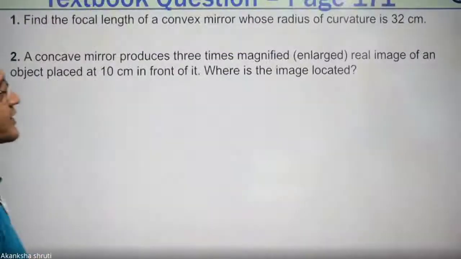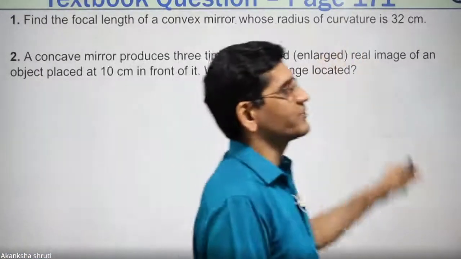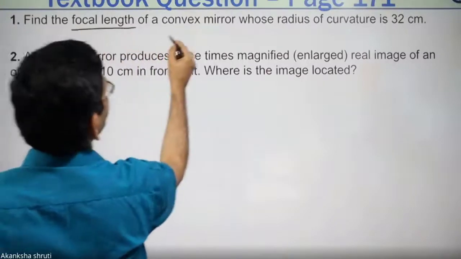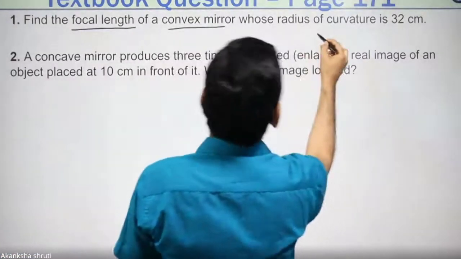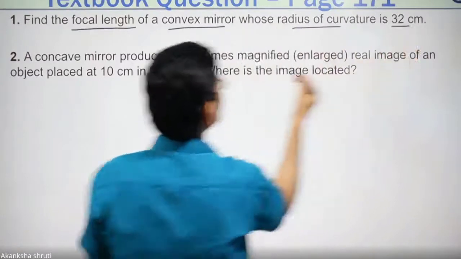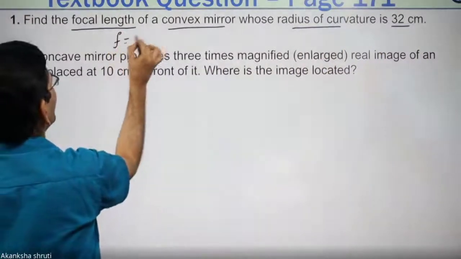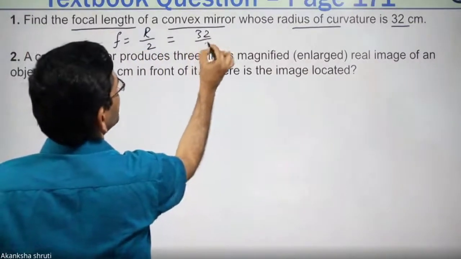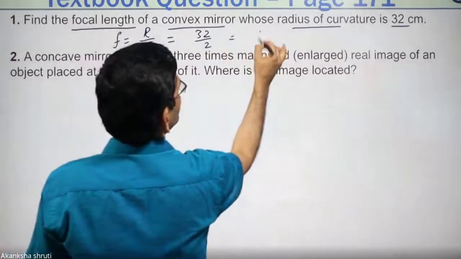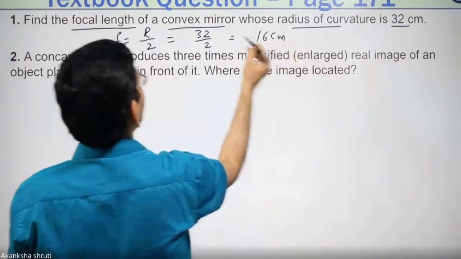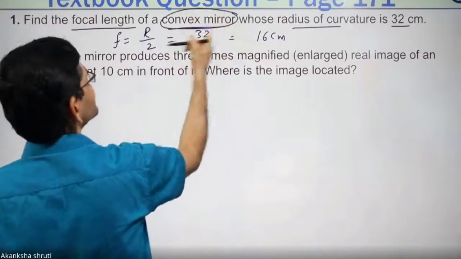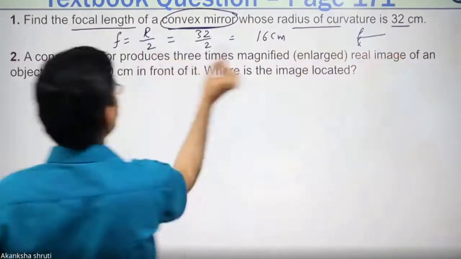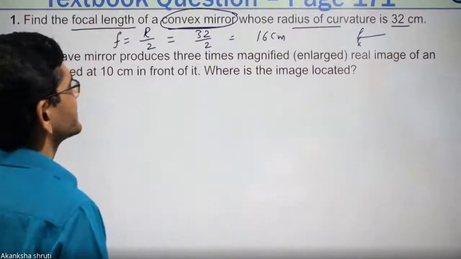Students, let us quickly see the other question, the blue question on the page number 171. Question number 1, find the focal length for the convex mirror whose radius of curvature is 32. So focal length is given by radius of curvature by 2. So it will be 32 by 2 is equals to 16 centimeter. That's very easy. Students, since it is the convex mirror, means this kind of mirror, therefore this focal length is positive. That's all. So the answer is 16 centimeter.